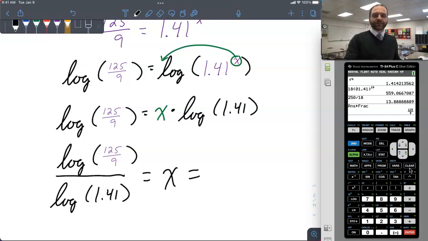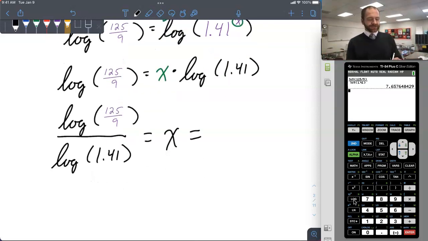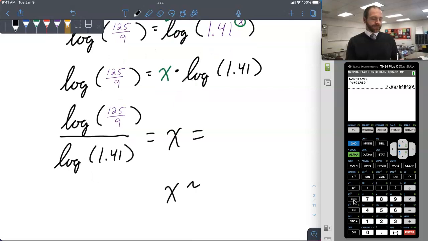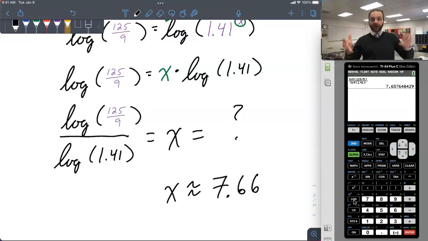So I'm going to type in, ooh, it looks like a fraction, so I'm going to go alpha y equals, I'm going to have a fraction. I'm dealing with just plain old log, so log of 125/9. And then on the bottom, I have log of the 4th root of 4, which we just approximate as 1.41. And I get 7.66. So it is approximately 7.66. Now you may wonder what's going here then, Mr. Ainsberg. What goes in that spot?